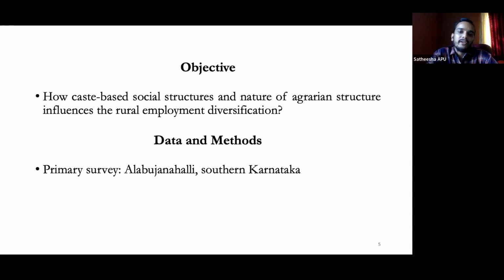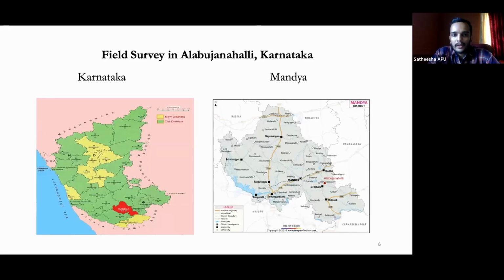So given this broad background, this study attempts to understand rural labor market movements in more depth, with the main focus on how caste-based social structures and the nature of agrarian structure determine rural employment diversification. The study uses primary survey data collected from a village called Alabujanahalli, which is located in southern Karnataka.